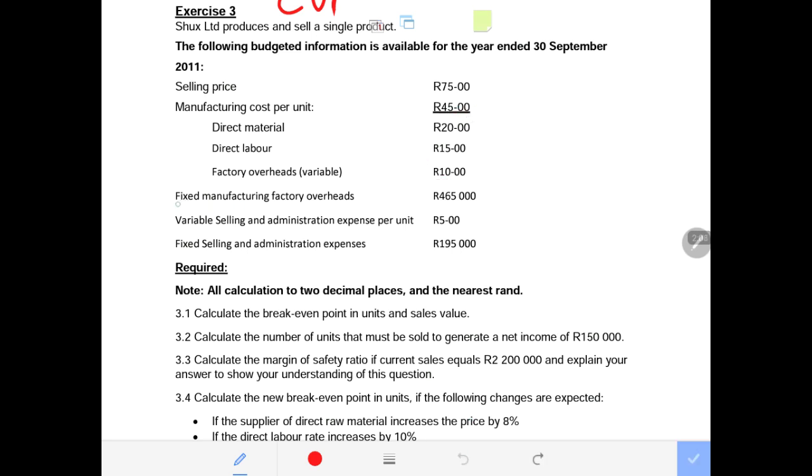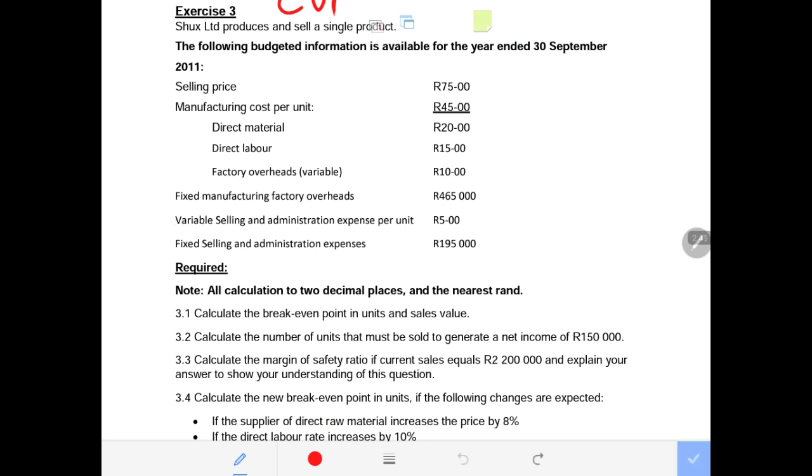Then we are provided with the fixed manufacturing factory overheads as a total amount, meaning all these costs were the cost per unit, and you can see the amounts are very small. And obviously the selling price is per unit, not the total sales revenue. Then we have the fixed manufacturing cost or factory cost as a total of 465,000.